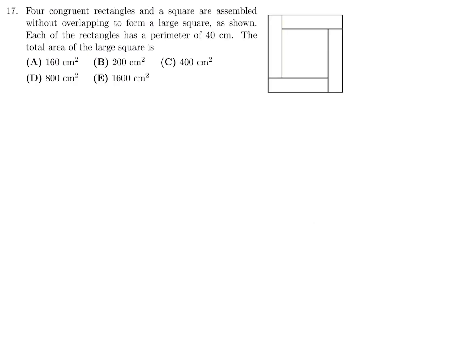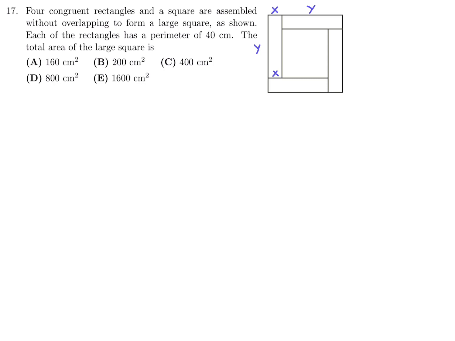Four congruent rectangles and a square are assembled without overlapping to form a large square, as shown. Each of the rectangles has a perimeter of 40 centimeters. The total area of the large square is... Let's start labeling this. Let's call this segment x and this long segment y. And therefore, this will be x, obviously, since that's a rectangle, and that's y. And so is that.